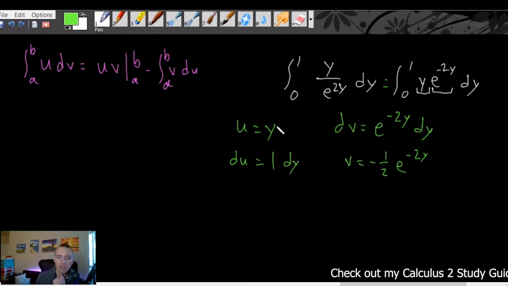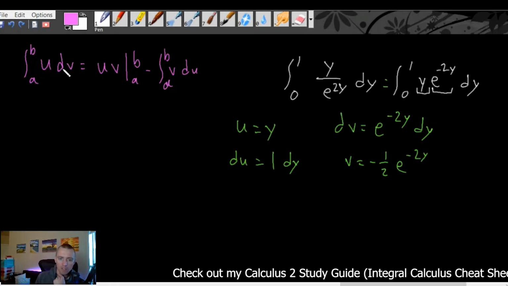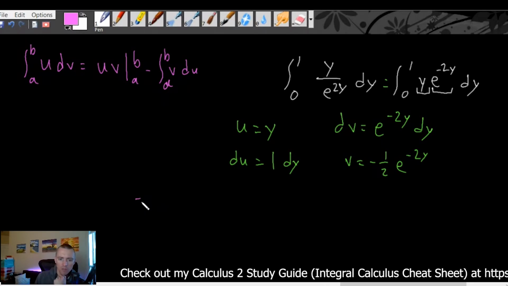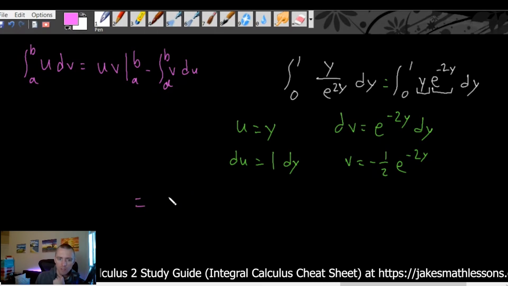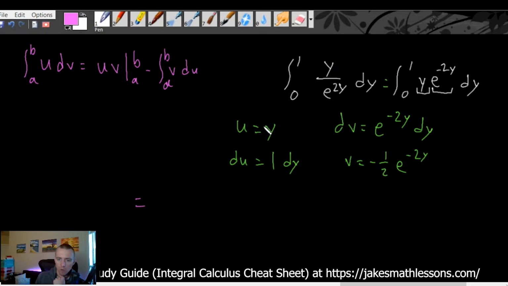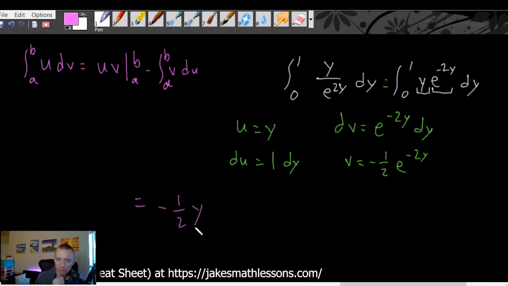Okay, so once we've decided our u, our dv, our du, and our v, we can plug these four things into this formula here. So doing that, we're going to be able to rewrite this original integral as u times v, so y times all this here. So I'll actually write the constant out front here. So negative 1/2 y e to the negative 2y. And that's going to be evaluated from a to b, from 0 to 1.